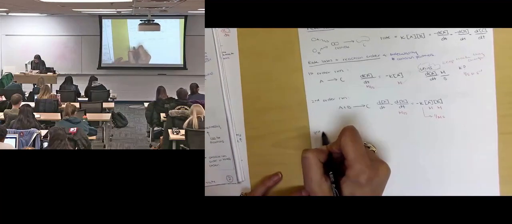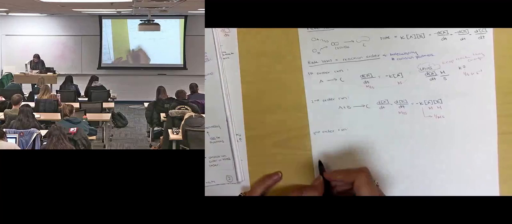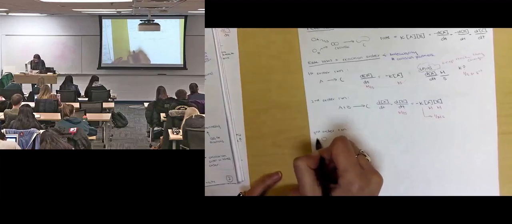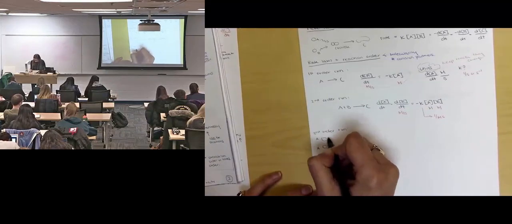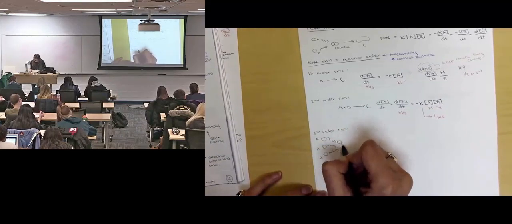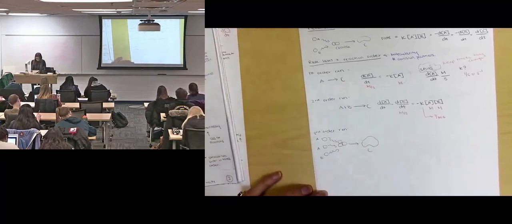So for a third order reaction, okay, maybe I have A and another molecule of A and a molecule of B, and they all collide and form C. Okay.